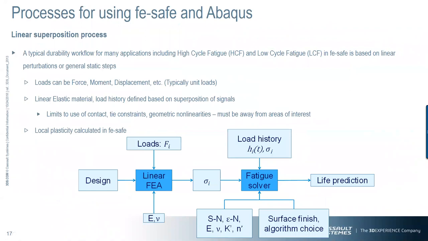In the next 4 or 5 slides, we'll be discussing some of the flowcharts which we use for these different loadings. One is the linear superposition process. In the case of the linear superposition process, we will just do a linear finite element analysis, which means nonlinear geometry will be off and the material will be just elastic modulus and Poisson's ratio, nothing more than that.